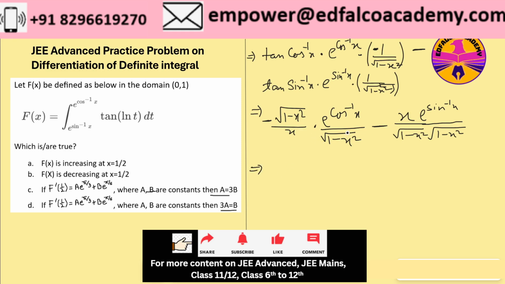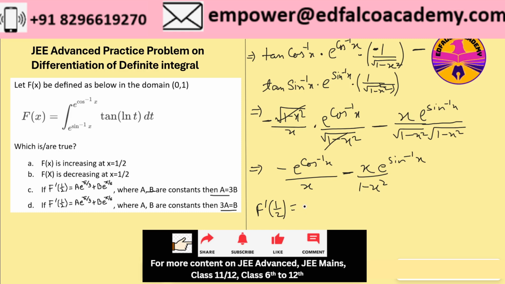Now let's see the next step from here. We can see that this and this will cancel out. So we are just left with minus of e to the power cos inverse x by x, and then minus, the second term is x by 1 minus x square e to the power sine inverse x. So that's the value that we are getting for f dash x. Now we can put f dash of half and see what is coming.